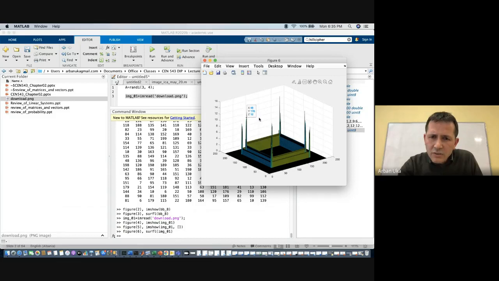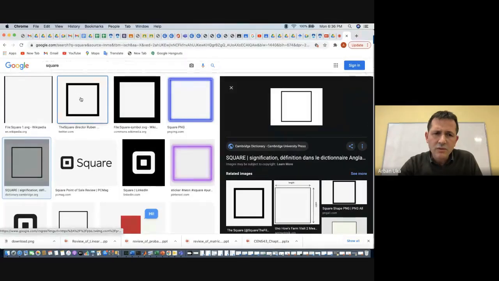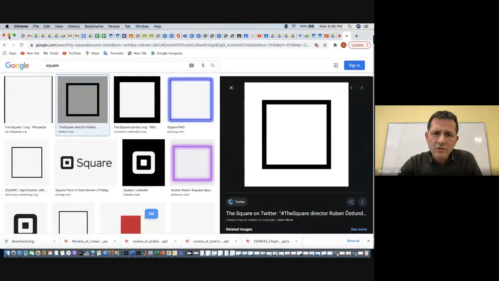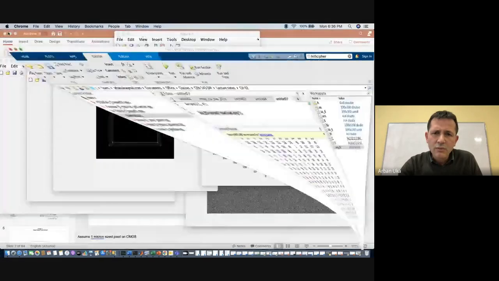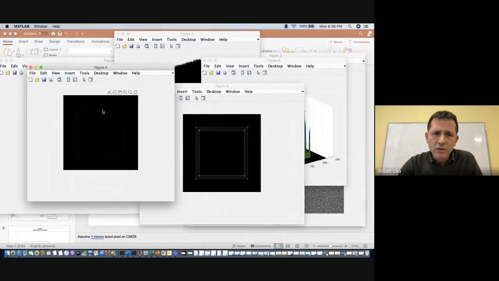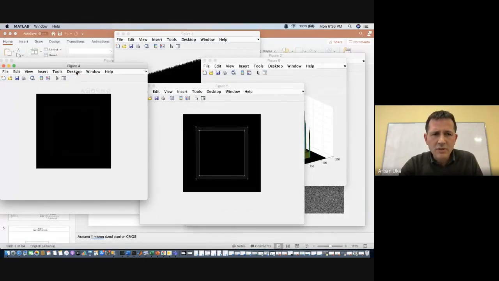Now here we see something interesting. On Google Images, we were looking for an image like this, which is this one right here. This is the one that we downloaded. But for human perception, when we plotted its absolute value, figure 4, it looks like we cannot see much from this image right here.